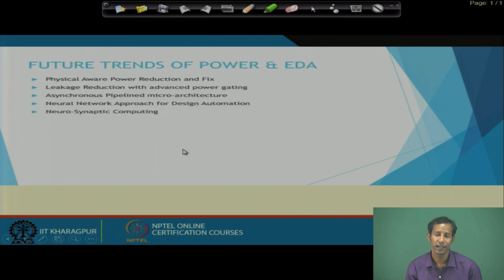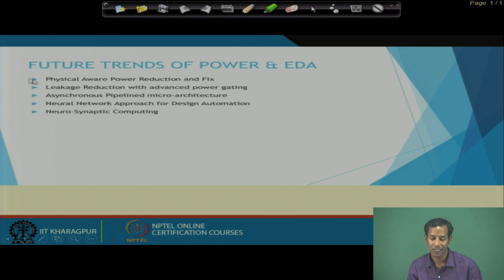The future trends of this power consumption methodology in EDA are physical aware power reduction and some way to fix it, leakage reduction with advanced power gating techniques, asynchronous pipeline microarchitecture, then neural network approach for design automation, and neurosynaptic computing. These are the future trends of power reduction techniques in VLSI design.